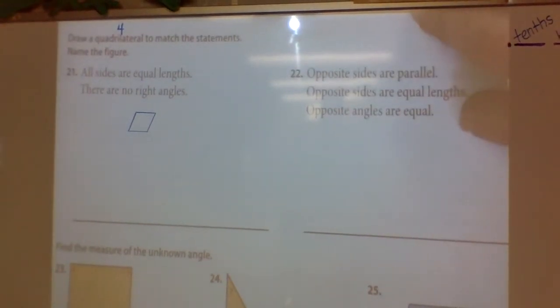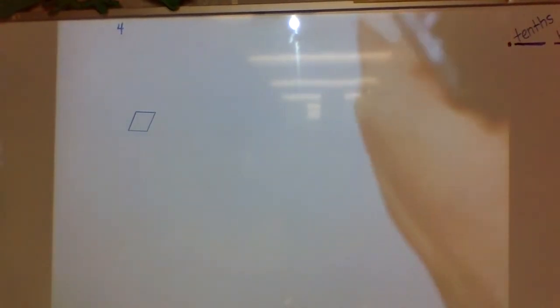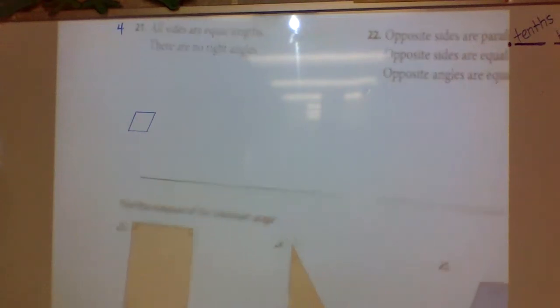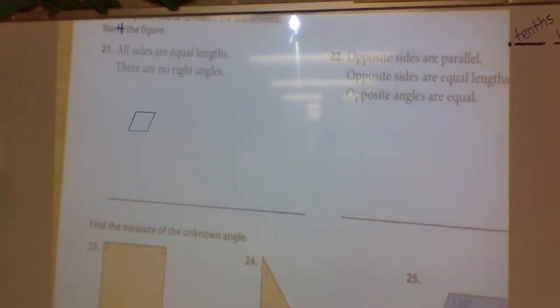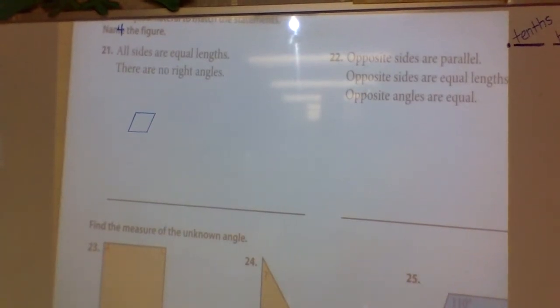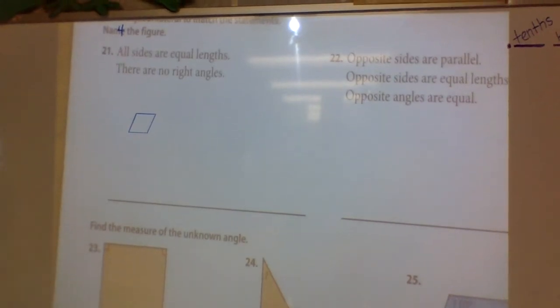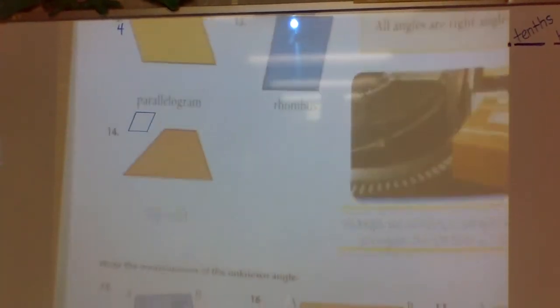Did we do that today or was that yesterday? Let me look. It was yesterday. We had that shape. Let me grab yesterday's page. No, it was the day before. Okay. It's also in your math folders. Remember we did math folders?